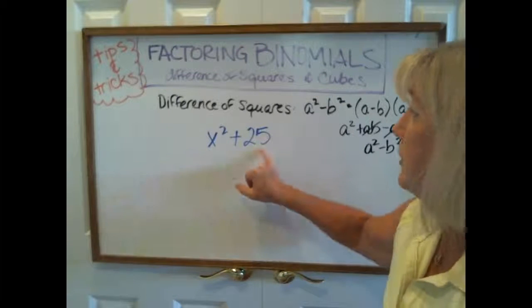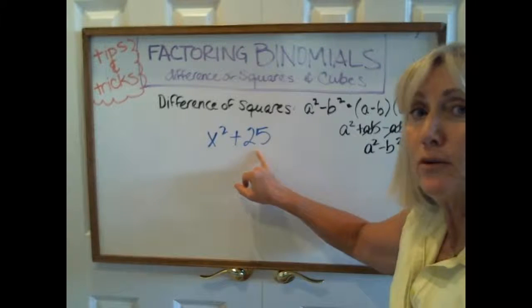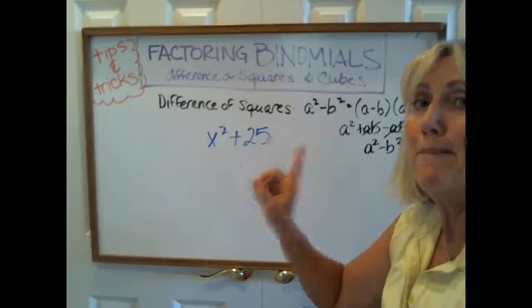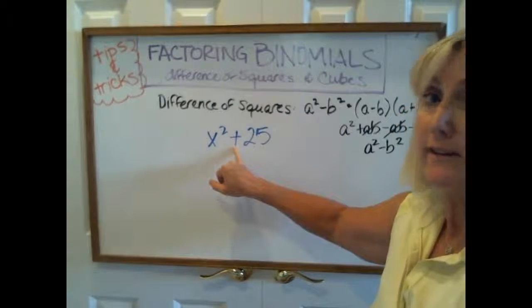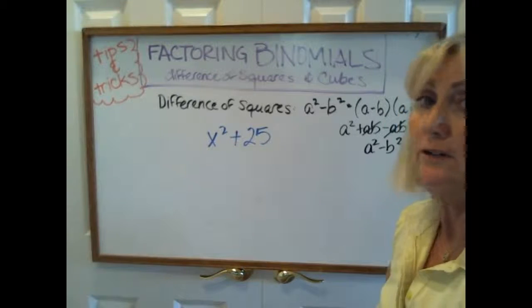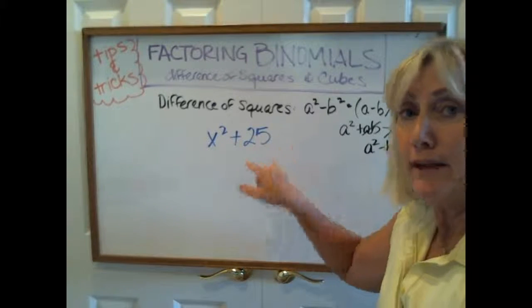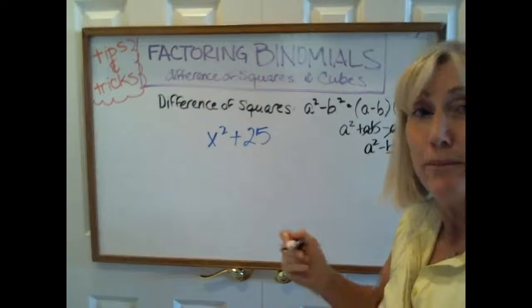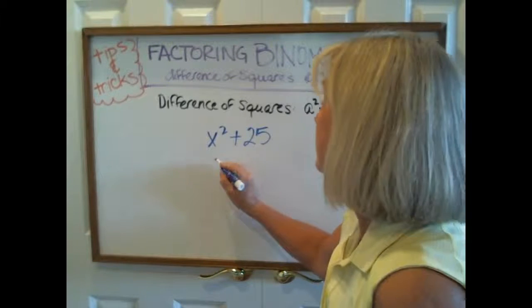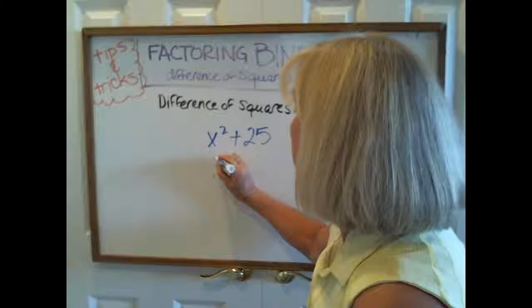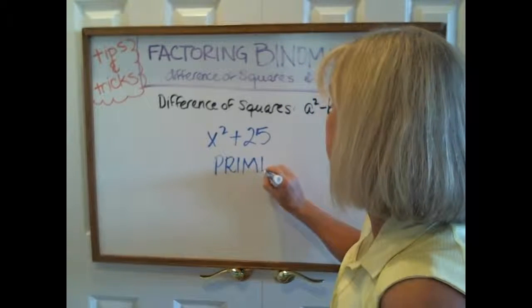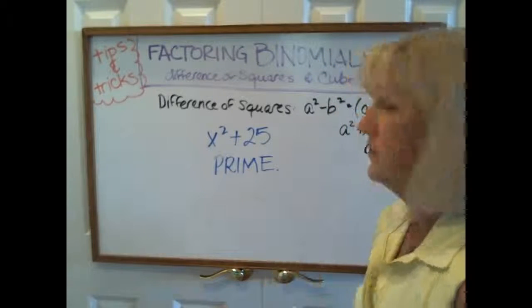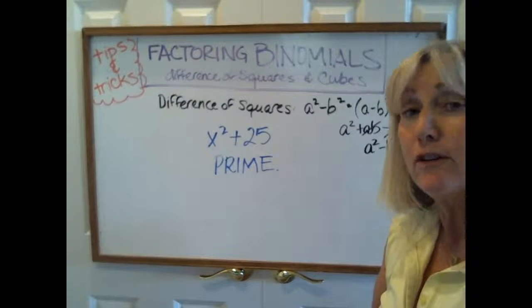All right, this is my third example. Notice we have two terms. They are both perfect squares, but there's one major problem here, in that it's not a difference. It is a sum of two perfect squares. So this cannot be factored. So when something can't be factored, we write prime. So those are my three examples for difference of squares.